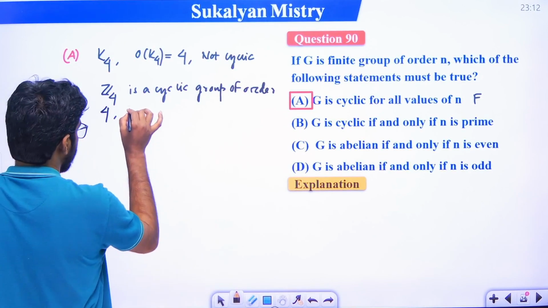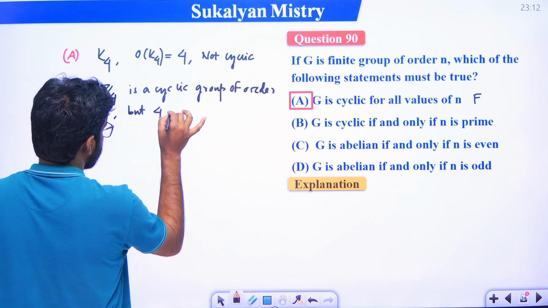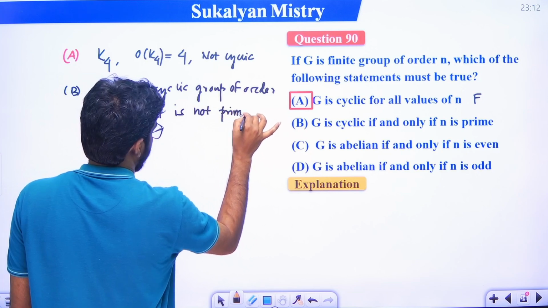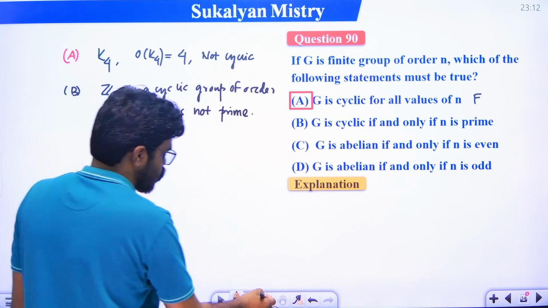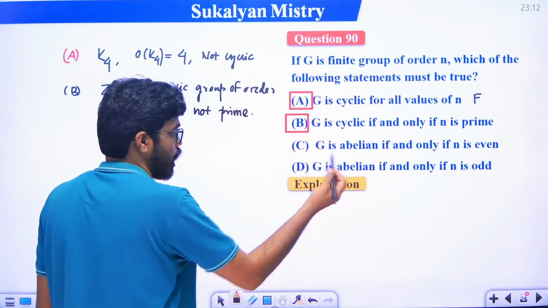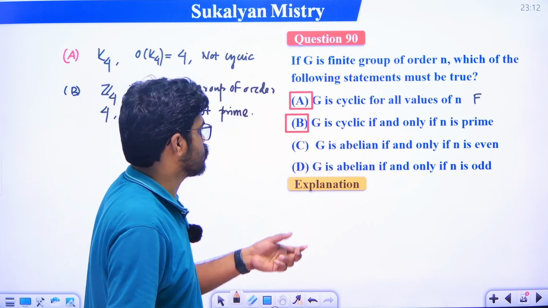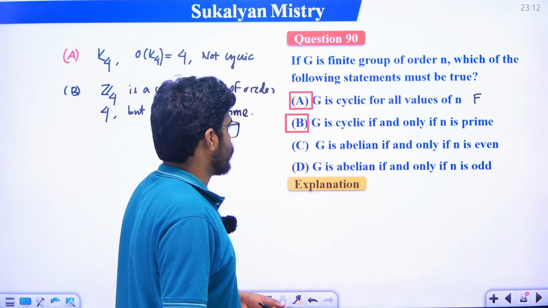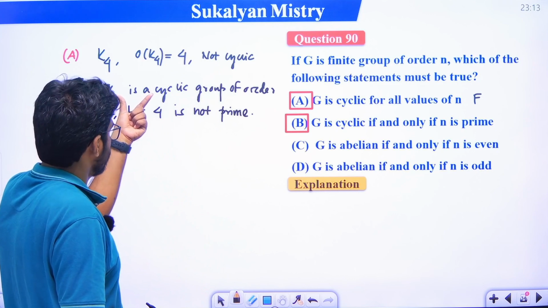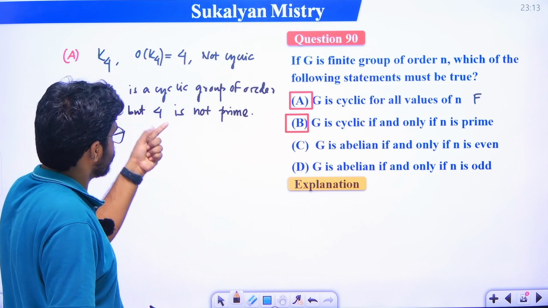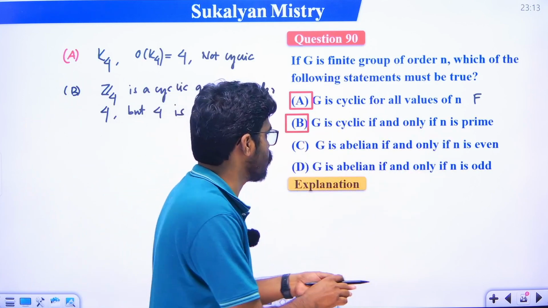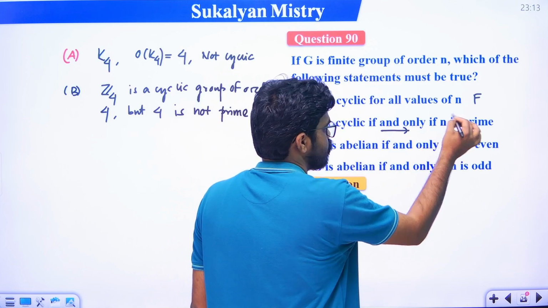But 4 is not prime. Getting my point? So this is also a false statement. G is cyclic if and only if n is prime, that is also false. This is an example: Z4 is a cyclic group, but 4 is not prime. So G is cyclic does not imply n must be prime.